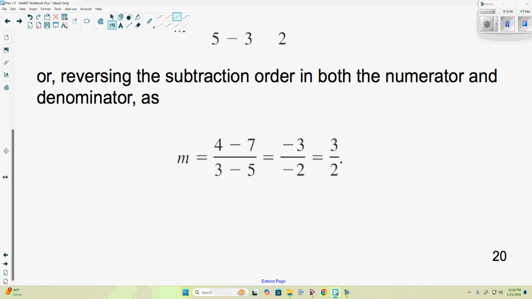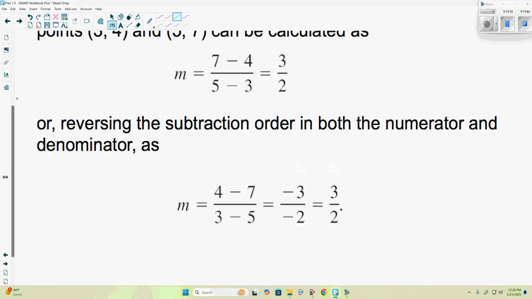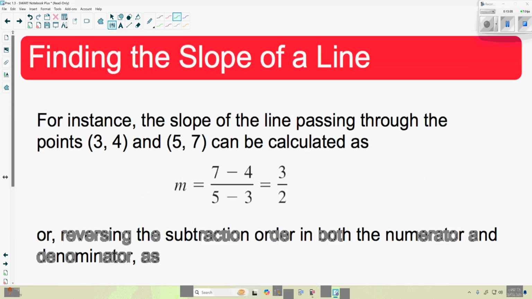Conversely, we can flip it. Do 4 minus 7, 3 minus 5. We get negative 3 over negative 2, which is still 3 halves. Either way, we'll get the same values, but we've got to make sure that we have the corresponding x and y values for the point going first.